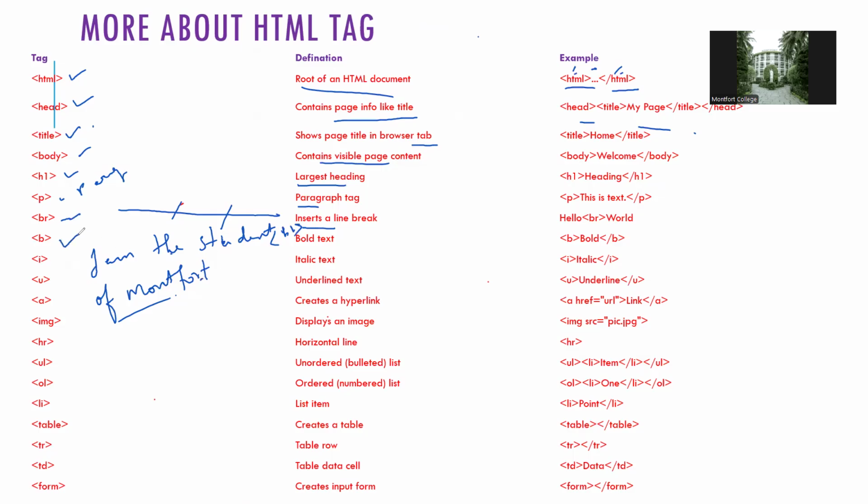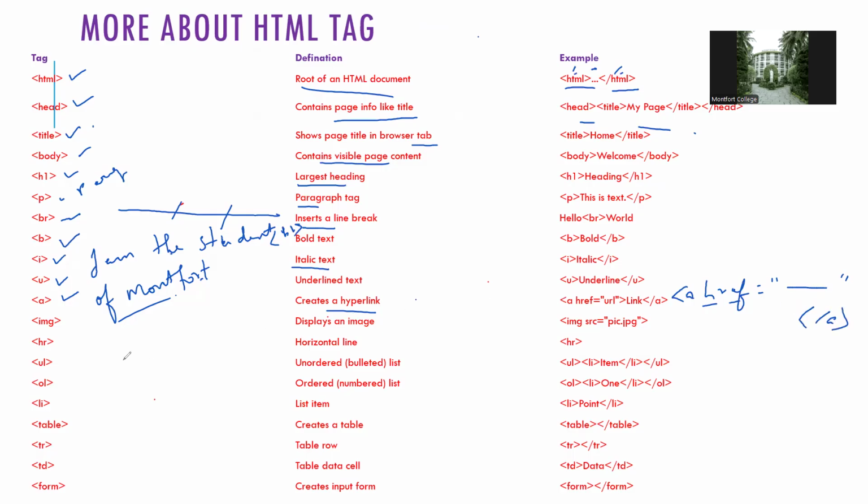Next, B means bold. If you want to display any text in bold, you can mention B. Next, we have I. I means italic. If you want to change any text into italic, you can do that. U means underline. Then A we use for creating hyperlinks. Hyperlink means a URL. So A tag is called the anchor tag. So A, then href. Href means hypertext reference, equal to that URL you can copy and paste here. Then you can close the A tag.